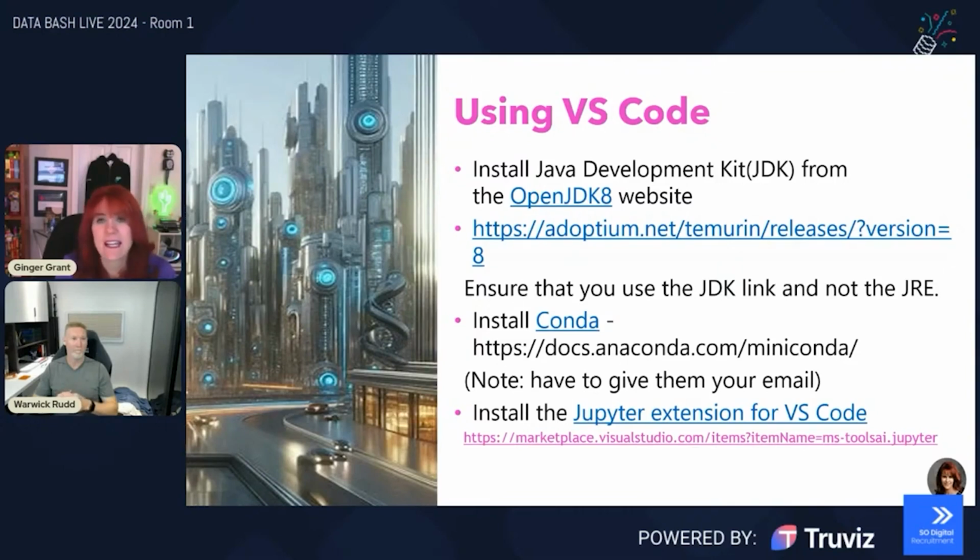You'll also need Conda. Conda is a scaled down set of libraries used with Python for Spark. And you may have to give them your email. I've done it a couple of times, and one time I did, and one time I didn't, so maybe they have my email already. And also you need to install the Jupyter extension for VS Code to have that VS Code environment that you see inside of Fabric.